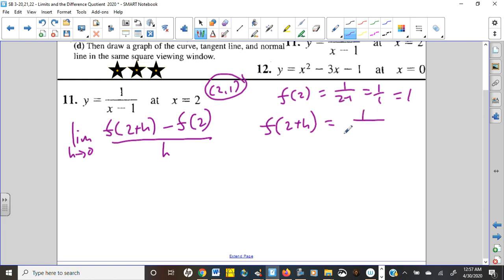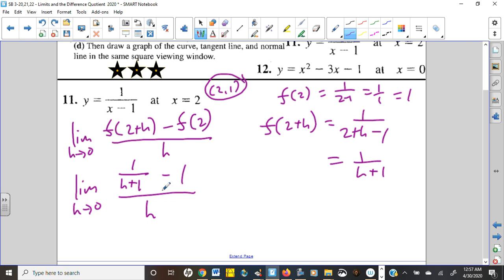You have to remember, I have to put the entire 2 plus h in for that x value, and then simplify. Notice that 2 and then negative 1 makes positive 1. So this is going to be h plus 1. And so this is what we're going to get once we do our substitutions. F of 2 plus h is 1 over h plus 1, or 1 plus h. And then f of 2 is just 1. Remember, we got that up here, and then it's all over h.